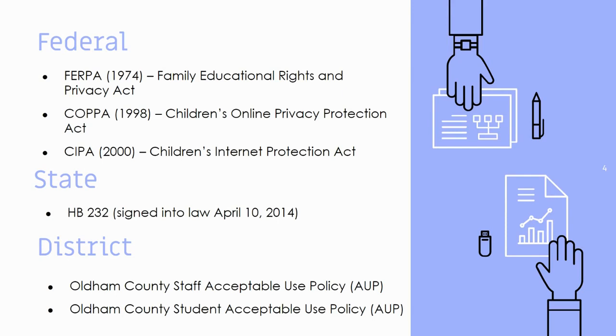At the federal level, we have FERPA from 1974, and that's the Family Educational Rights and Privacy Act. We also have COPPA from 1998, the Children's Online Privacy Protection Act, and CIPA from 2000, the Children's Internet Protection Act. At the state level, we have House Bill 232, which was signed into law on April 10th, 2014. And at the district level, we have our staff acceptable use policy and our student acceptable use policy.